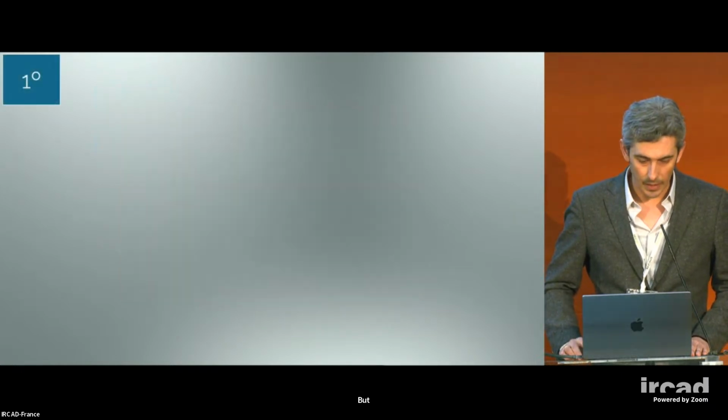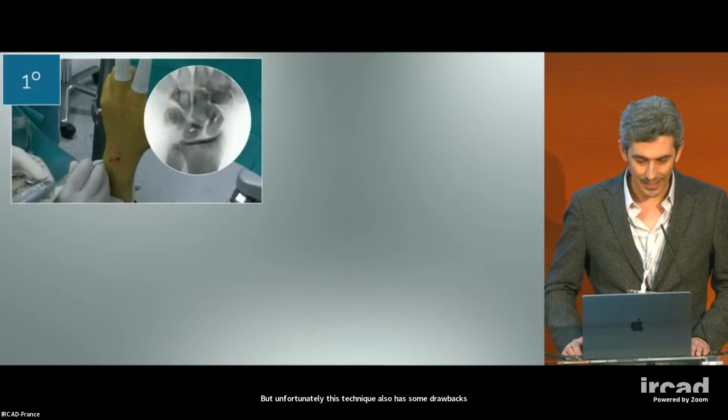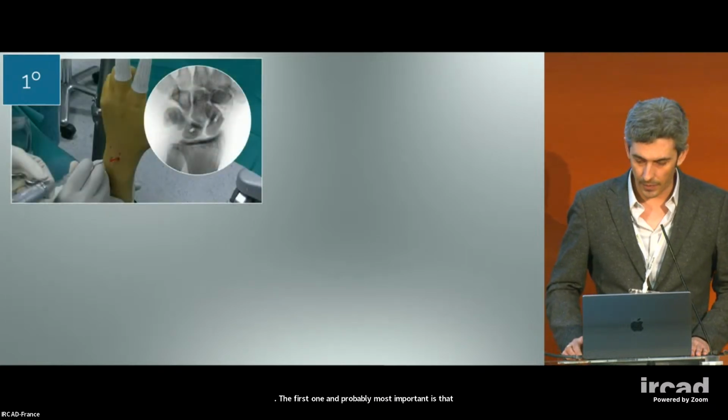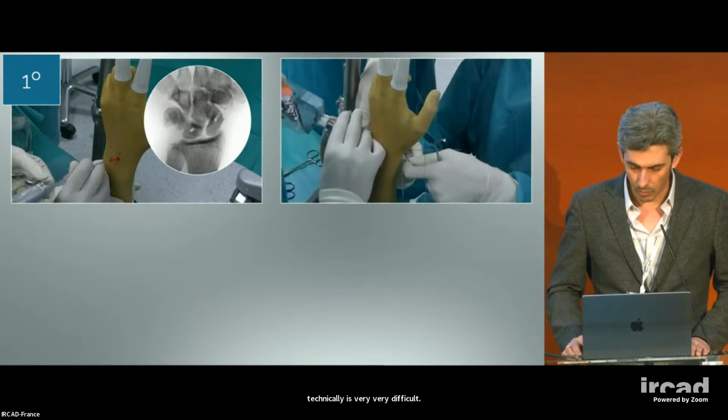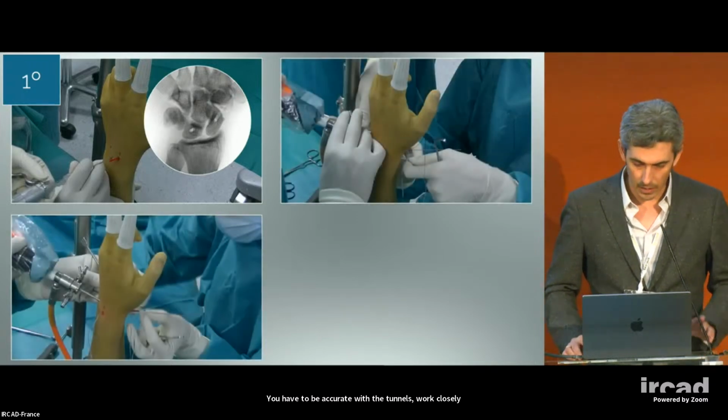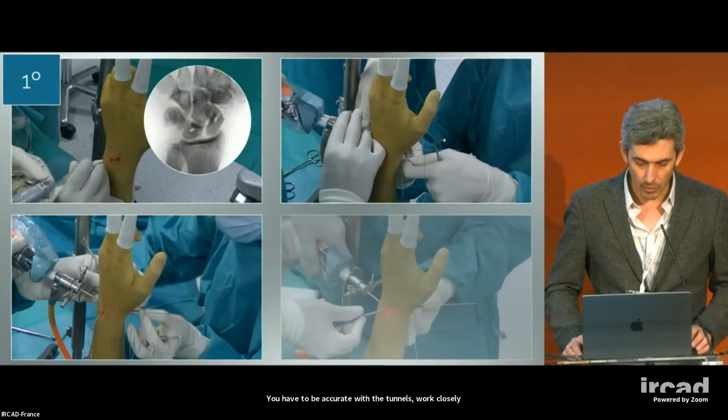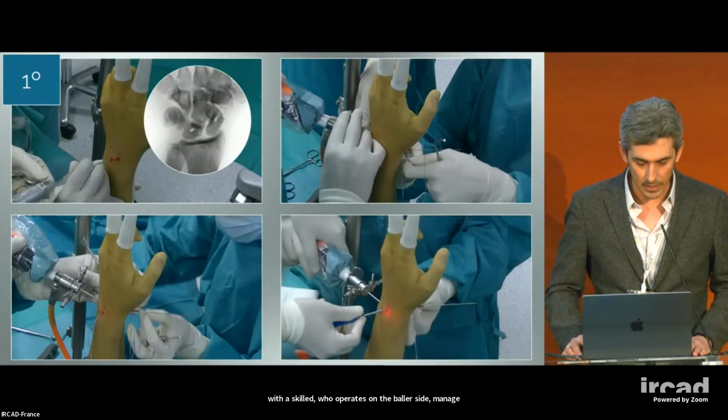The first one, and probably most important, is that technically it is very, very difficult. You have to be accurate with the tunnels, work closely with a skilled surgeon who operates on the volar side, manage the tape, the graft, introduce the screw without breaking it or losing it. So there are many steps.